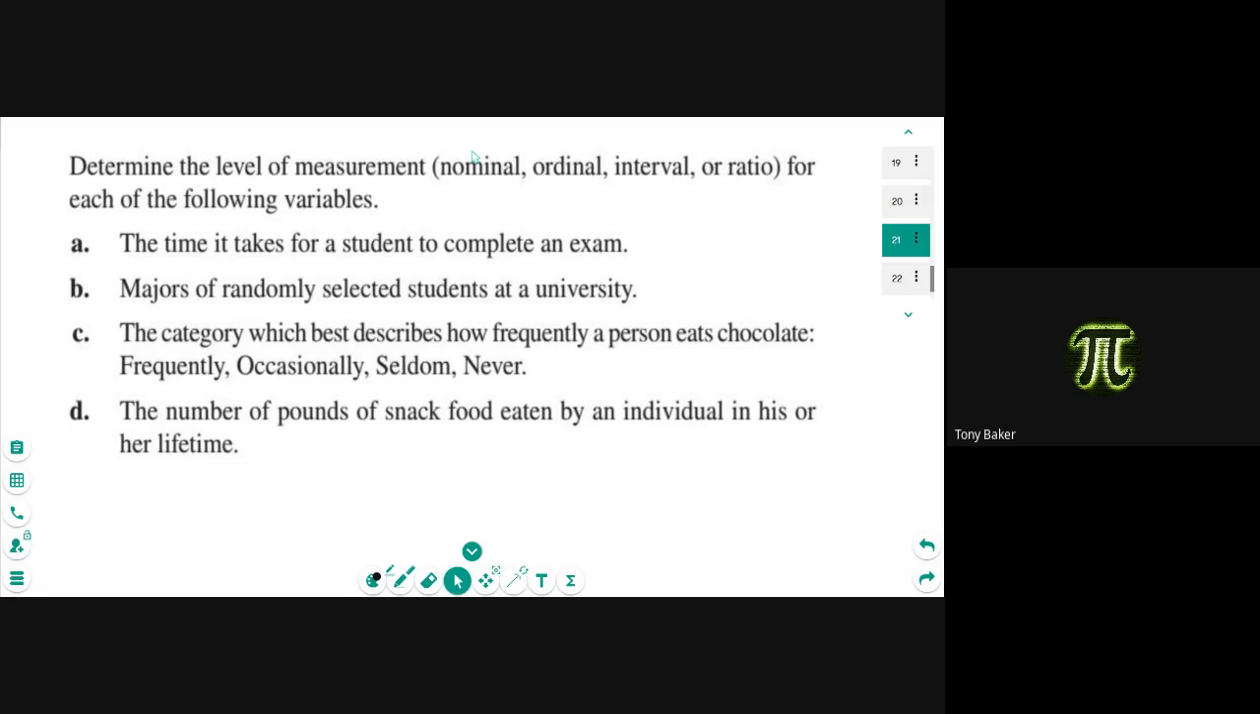The categories which best describes a person how they eat chocolate: frequently, occasionally, seldom, or never. Ordinal. Because I can put them in order. I can put all the people who never eat chocolate in one category. For people who never eat chocolate, I don't know what's wrong with you, but okay, we'll let it be. The number of pounds of snack food eaten by an individual in his or her lifetime. Ratio. Because I could say somebody ate twice as much as somebody else.